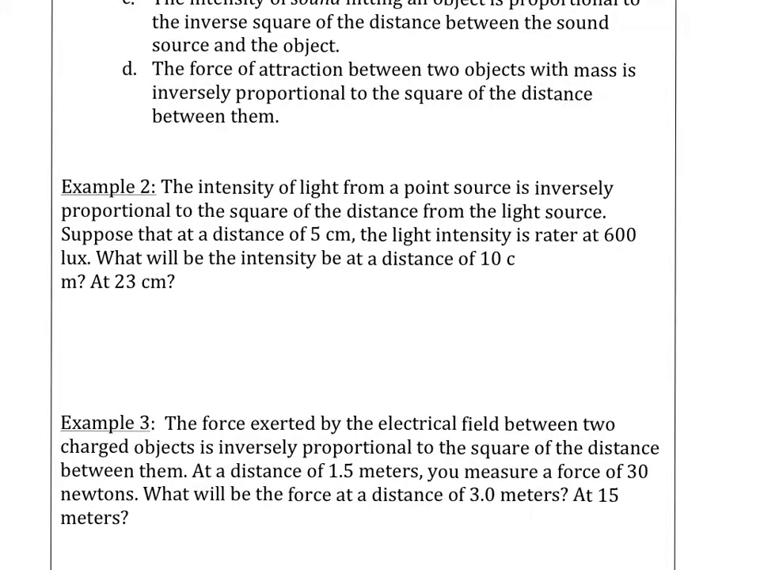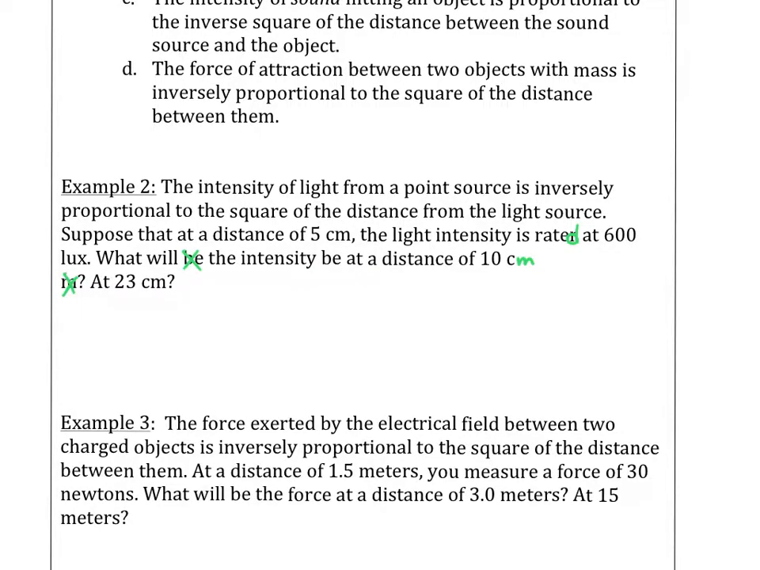So let's look at this one. The intensity of light from a point source is inversely proportional to the square of the distance of the light source. Again, sounds complicated, but there's only 3 things to write down. Suppose that at a distance of 5 centimeters, the light intensity is rated at 600 lux. What will the intensity be at a distance of 10 centimeters? And then we want to check at 23 centimeters.